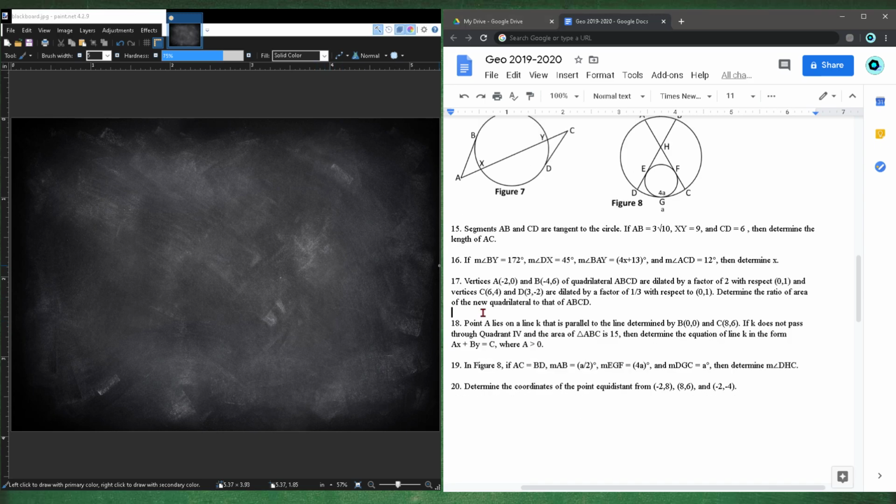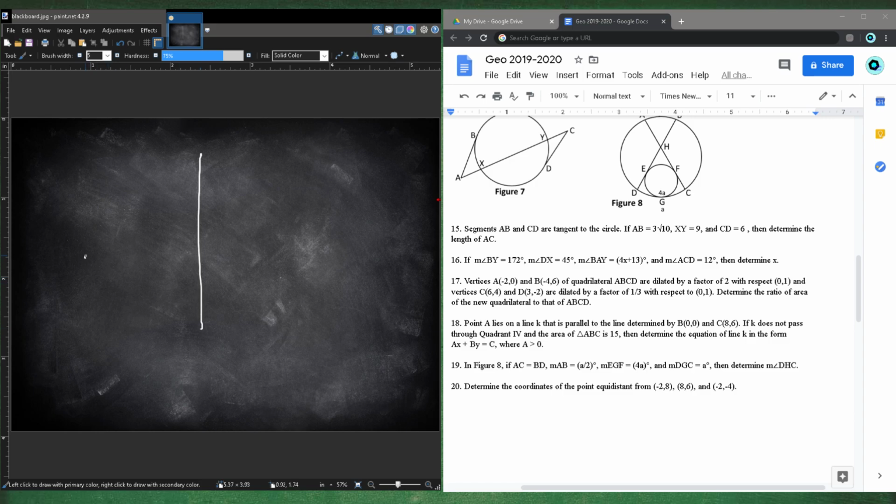Number 17, vertices negative 2, 0 and negative 4, 6 of quadrilateral ABCD are dilated with respect to that point. Okay, so we're going to have negative 2, 0, so somewhere right here, and negative 4, 6, so somewhere right here. And it's got to be dilated with respect to 0, 1. Okay, so when we're dilating by a factor of 2, that means we're increasing it. So we're going to have new points somewhere right here. So let's label these points first. So that's negative 4 and that's 6. And that is negative 2 and 0.